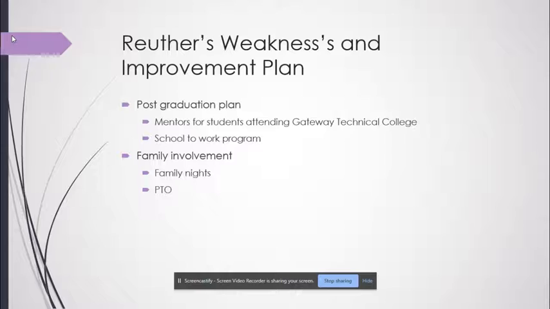And the parents can give us really good input on how we're doing as teachers and what changes need to be done for the school.